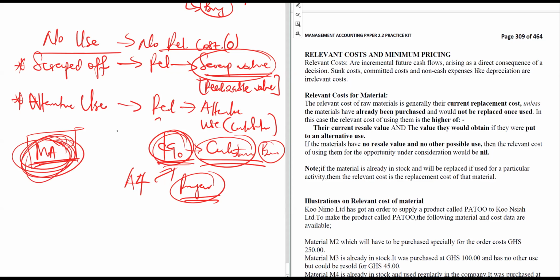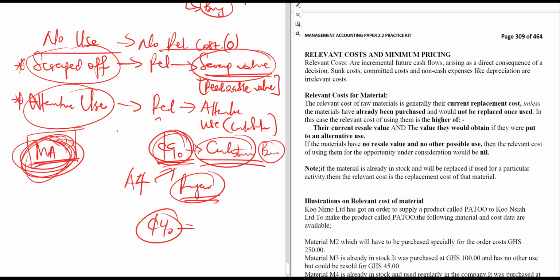But what if both of them are available? Then what do we do? Assuming I can scrap it off for 40 cedis and I can also use it to make paper cars of 90 cedis, then what do we do? I told you, anytime there are two alternatives, you choose the one that gives the best contribution, the one that is higher.